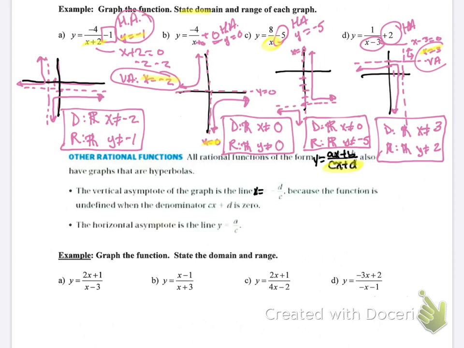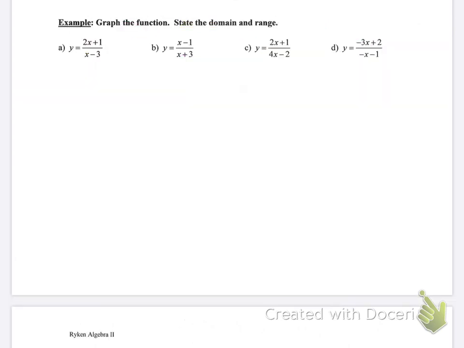You subtract d, which makes this a negative d, and then you would have to divide by c. So the quick way would be that. But I still would just always say, let's set the denominator equal to 0 to find the vertical asymptote. The horizontal asymptote is a little bit different here. We're going to do a divided by c because it doesn't have that plus k value. All right, so let's look at the last group here, and then we'll be done.